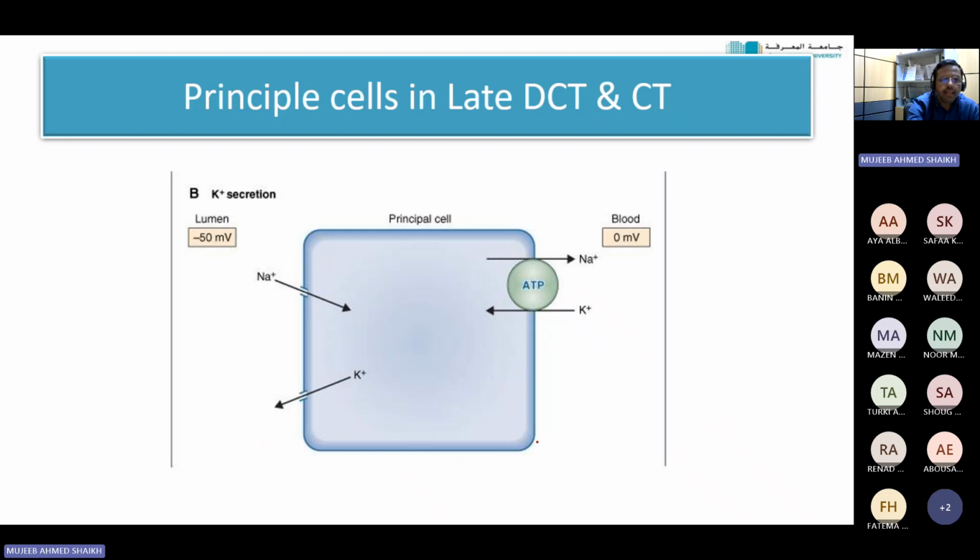Principal cells in the late DCT and CT are under the influence of aldosterone. This will lead to more secretion of potassium ions. So potassium ions are secreted under the influence of aldosterone through principal cells.